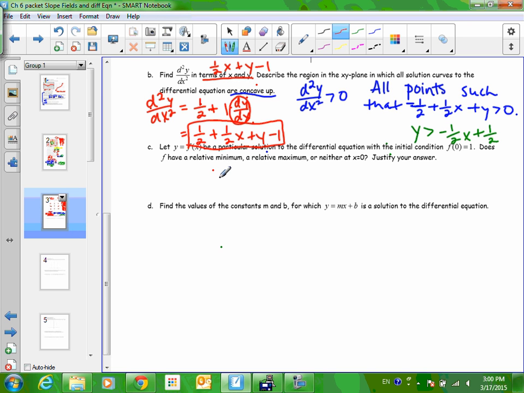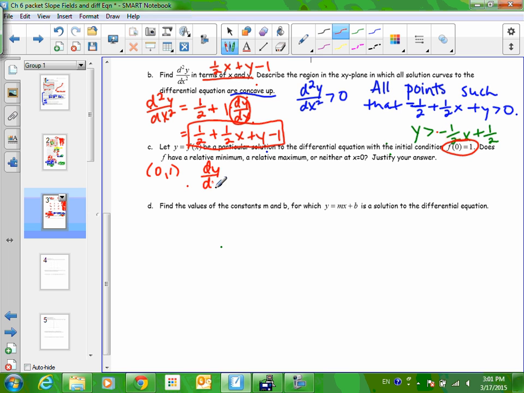Part C says, let y equals f of x be the particular solution with an initial condition. Remember, this is just like the coordinates of a point. You can write that down if that helps you. Does f have a relative min, max, or neither at x equals 0? Normally we would do a sign chart, but we've never done a sign chart with 2 variables. So let's think based off of what we have.